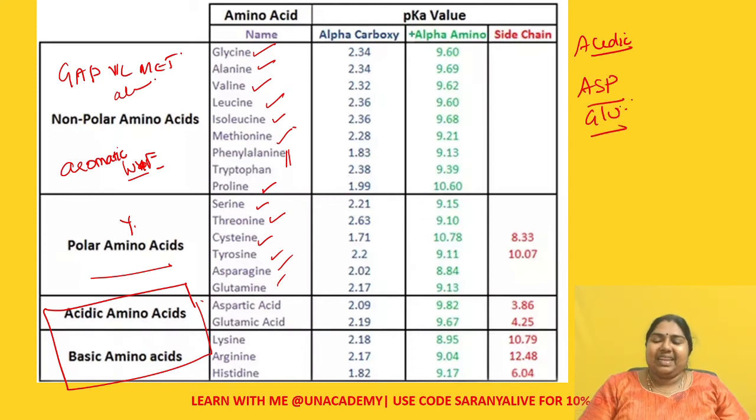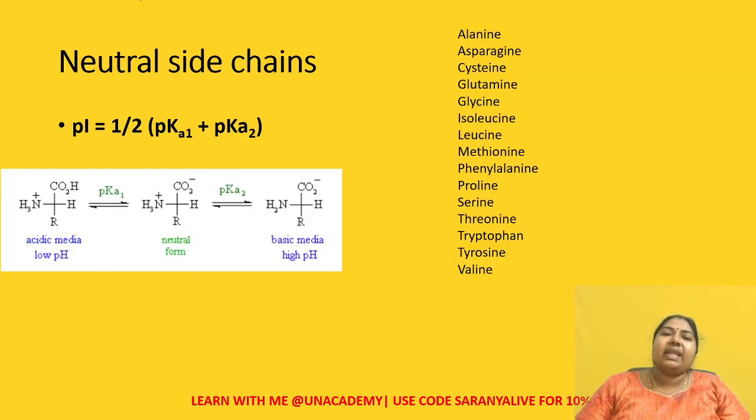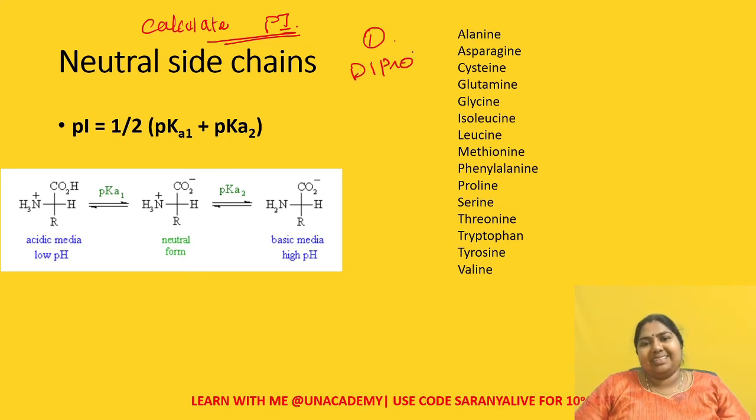Alright, fine. Now, coming to the most important part, how to calculate the Pi. So far we have been discussing what the Pi is. Now we will see how to calculate it. Calculation of the Pi can be done in 2 ways, and you have to remember 2 concepts. One is for neutral side chains, which are the diprotic amino acids. The second is for charged ones, which are the triprotic.